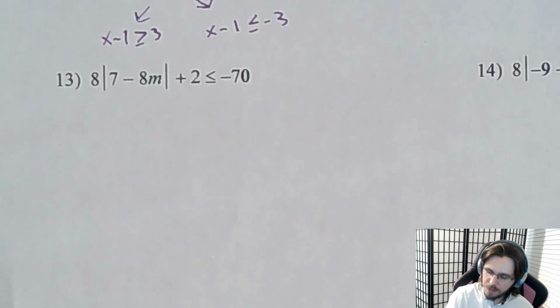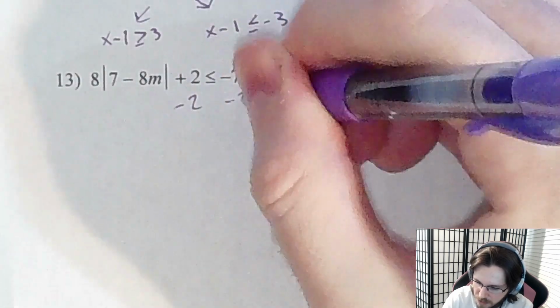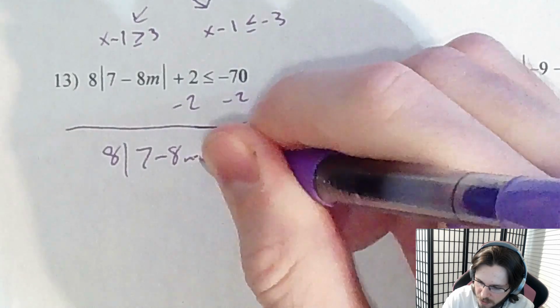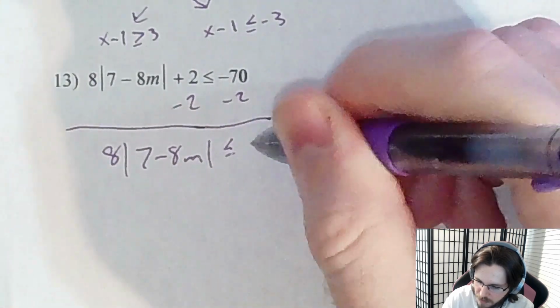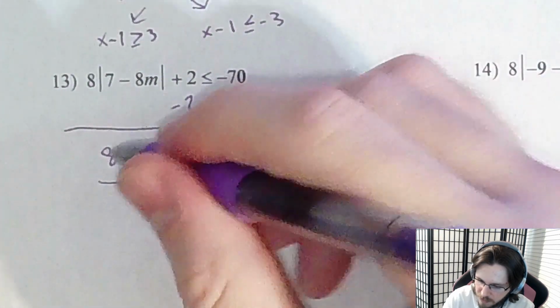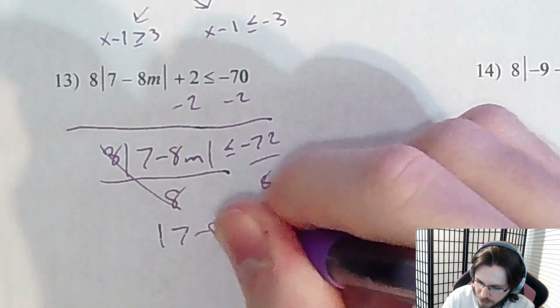Number 13 here, same process. Subtract 2 on both sides. We got the absolute value of 7 minus 8m, and the absolute value is less than or equal to negative 72. Divide both sides by 8. When you divide both sides by 8 there, you do not flip the direction of the sign because you divided by a positive number.